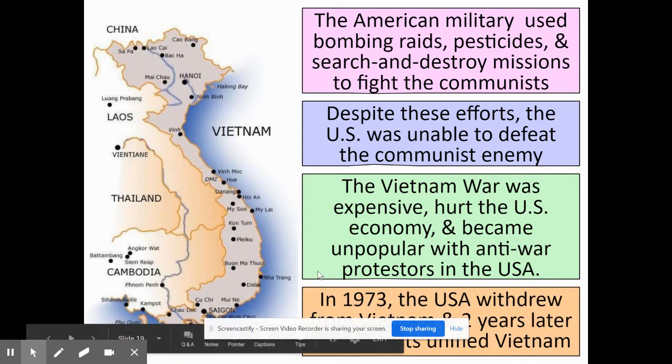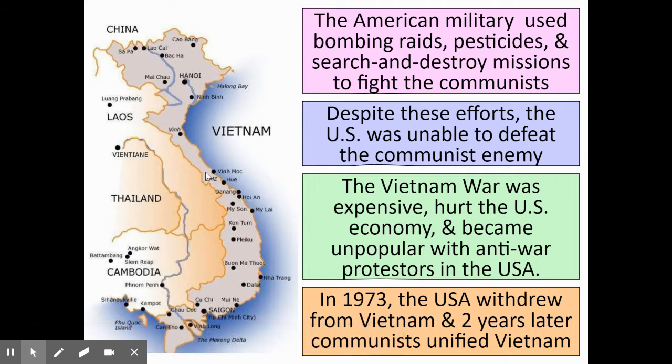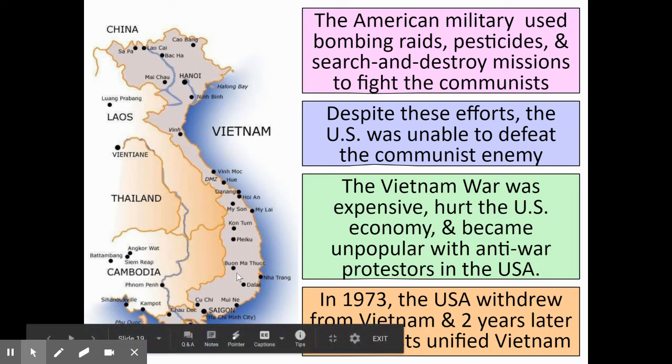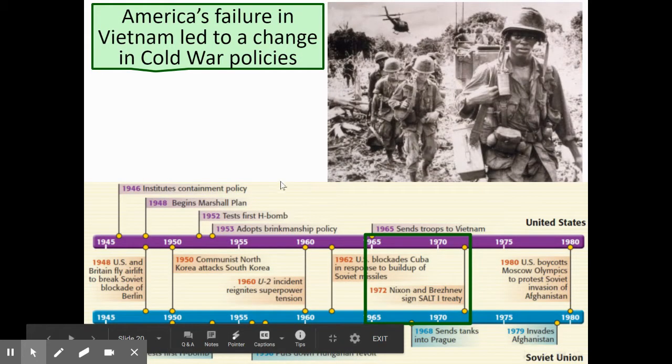So in 1973, the United States withdrew from Vietnam, and 2 years later, the communists. So when we withdrew, it ended just like the Korean War, divided. So it was divided at the 19th parallel. But in 1975, the Northern Communists invaded the Southern democracy, and they overthrew the democracy. So Vietnam became communist.